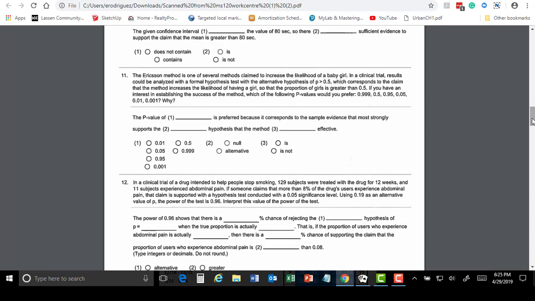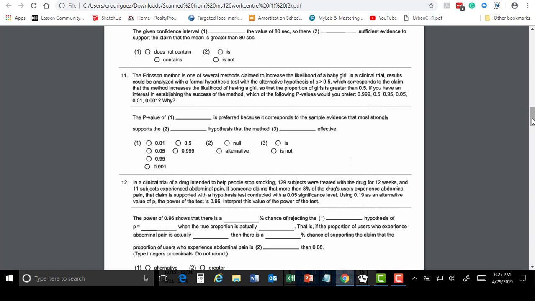You would have interest in establishing the success of the method. Which of the following p-values would you prefer? Well, if the p-value is very small, that means your test statistic is hitting at the extremes, right? If it's getting bigger, this is bigger, that's a lot smaller. And then 0.5, 0.05. Okay, so for the formal hypothesis, the alternative hypothesis is p is less than 0.5.